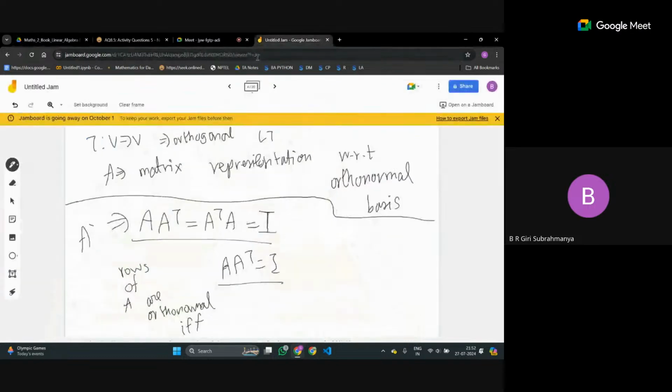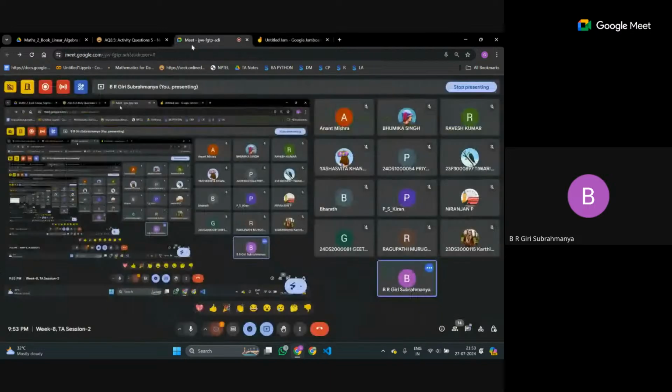Now the other thing, for columns. Again, for some matrix A, not with respect to these and all, the columns of A are orthonormal if and only if A transpose A is equal to the identity matrix. Here it is A A transpose and here it is A transpose A. Hope that was clear, right?